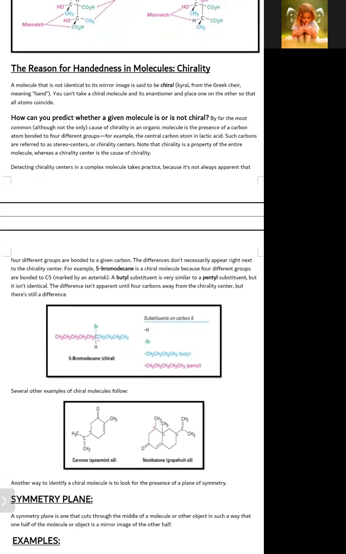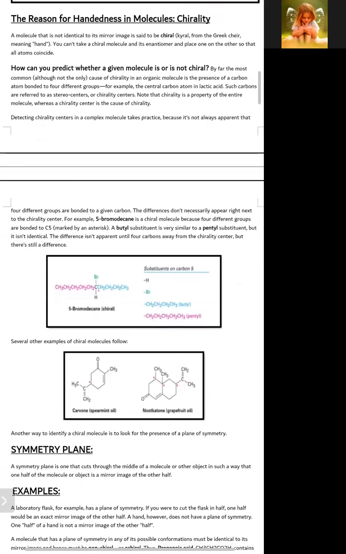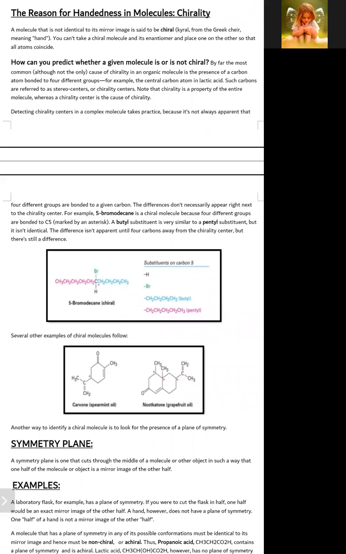How can you predict whether a given molecule is chiral or not? By far the most common feature in an organic molecule is the presence of a carbon atom bound to four different groups. A chiral carbon is attached to four different functional groups. Detecting chirality centers in a complex molecule takes care because it's not always apparent that four different groups are bonded to a given carbon. The differences don't necessarily appear right next to the chirality center.